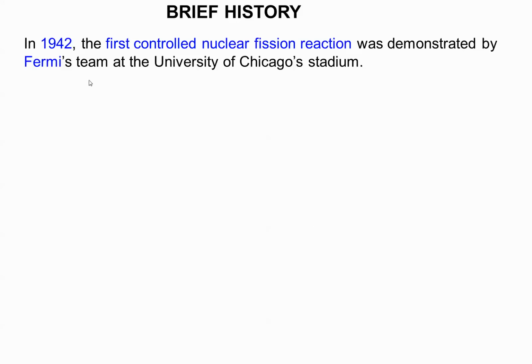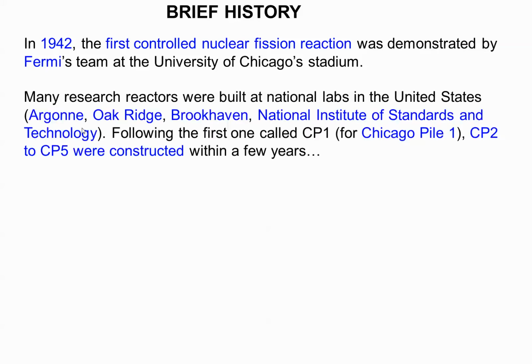Let me go over some brief history of this field. 1942, the first controlled nuclear fission reaction, Fermi's team. Remember that neutrons were discovered in 1932, 10 years before. Followed by a construction of many reactors. The first one, CP, they called Chicago Pile.